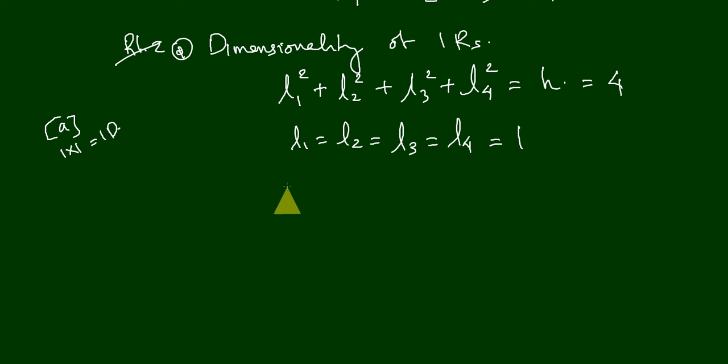For example, if you are looking at a one-dimensional representation, the character of the E matrix will be 1. If you are looking at a two-dimensional representation like in C3V, the character of E in that representation will be 2, like that. Here we have all the representations as one-dimensional representations.